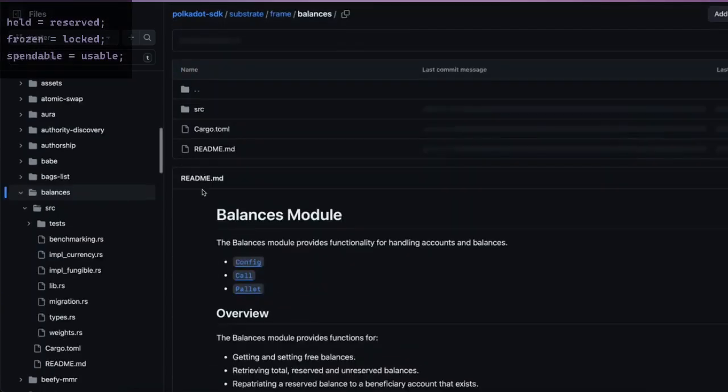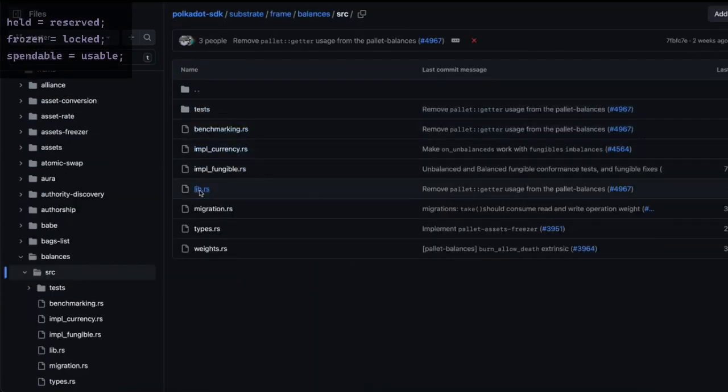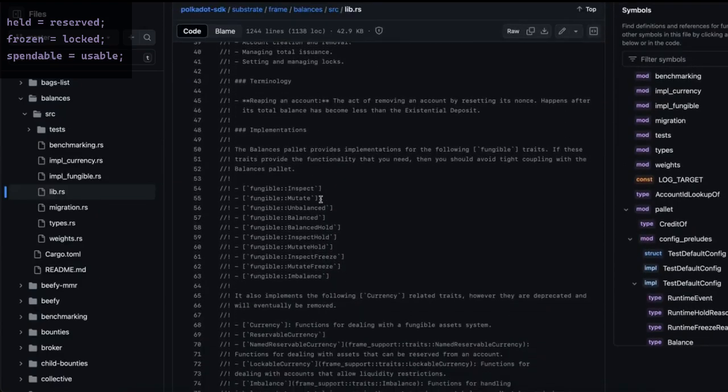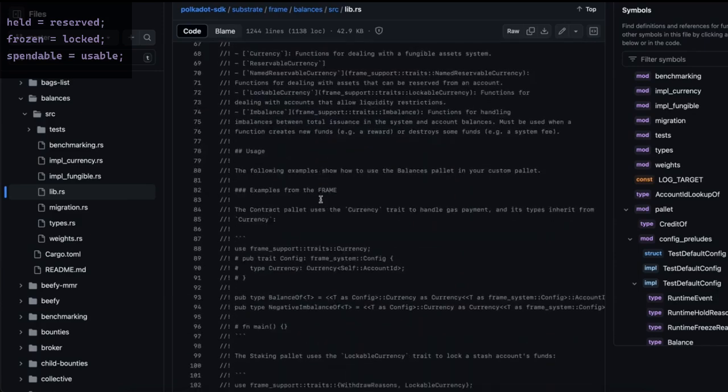Now we will take a look at the Balances pallet. We've learned a lot about the Balances pallet, and now it will be helpful, for example, to take a look at the events.